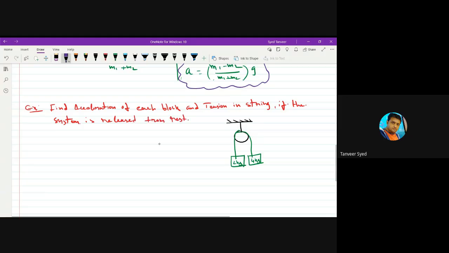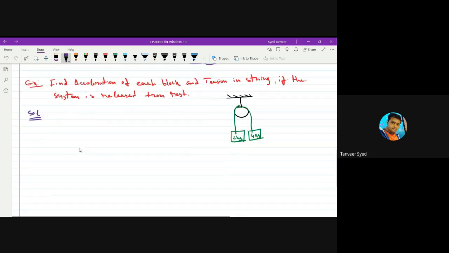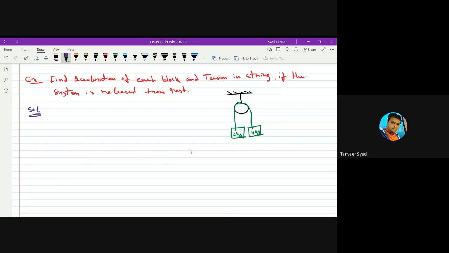Okay, how to do this? See, simple. Forget that formula, all those things. Remember only F net equal to ma, or acceleration equal to net pulling force by total mass. Okay, first of all, acceleration: net pulling force by total mass. What is the net pulling force?